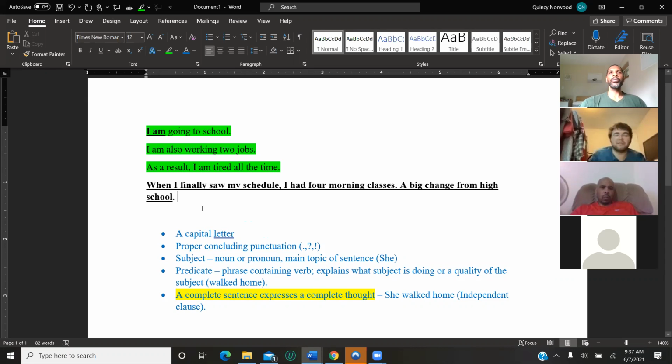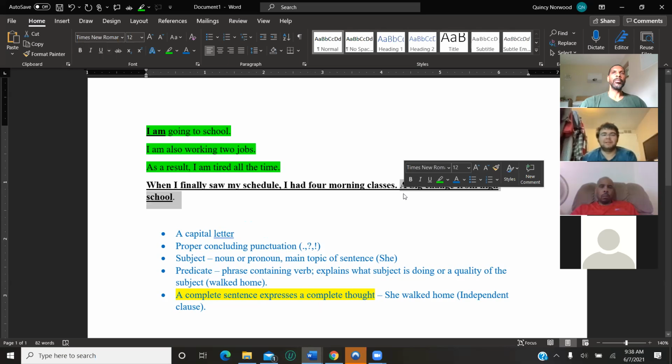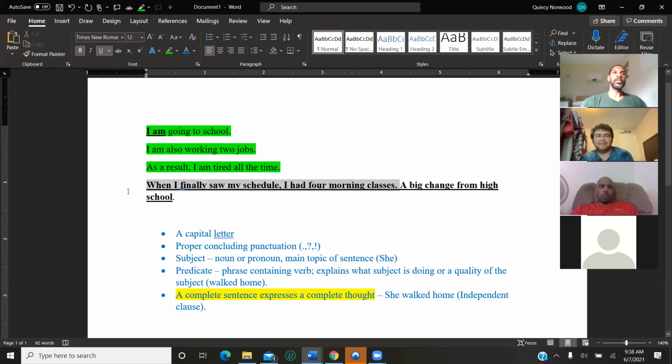Complete sentence is the first one. Okay. When I finally saw my schedule, I had 4 morning classes. Oh man, why would you do that to yourself? Yes, because it has all these essential elements. All right. What about this one though? Can this stand by itself and make sense?